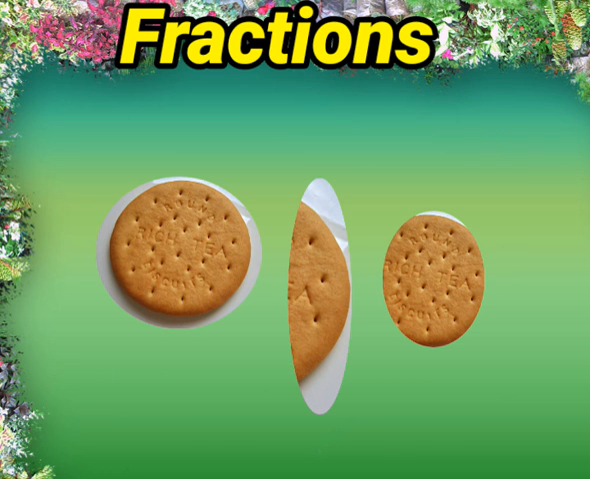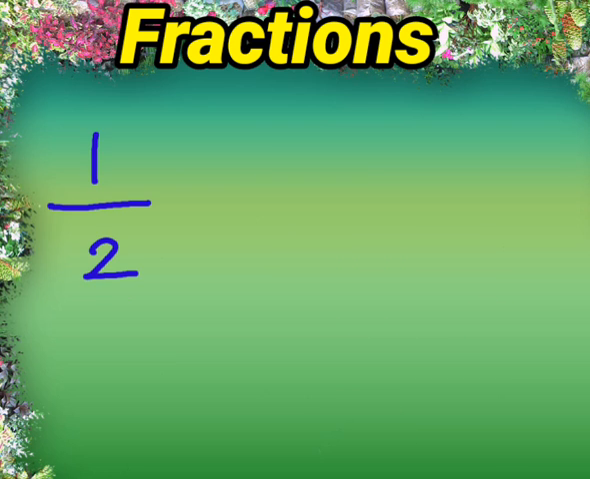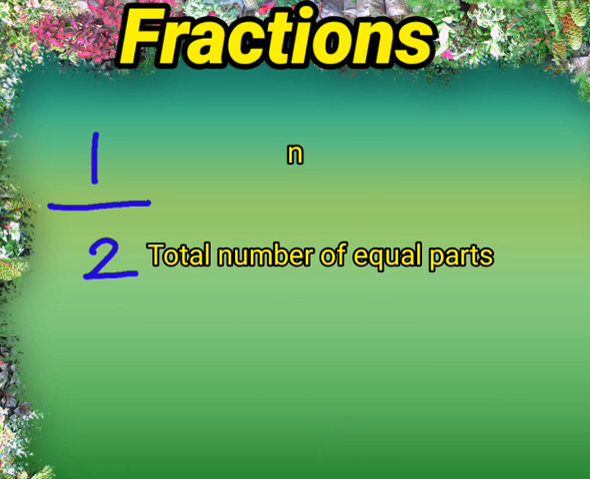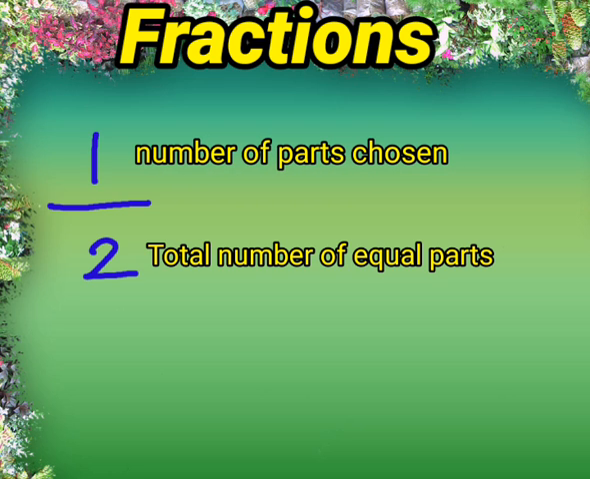Now look at this biscuit. Is this divided equally? No. This biscuit is divided into two unequal parts. These parts are not halves. Always remember, to write a fraction in numbers, we write the total number of equal parts at the bottom and the number of parts chosen on top. That is, number of parts chosen by total number of equal parts.